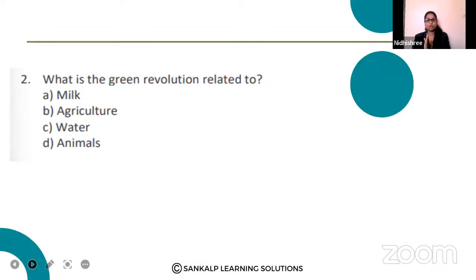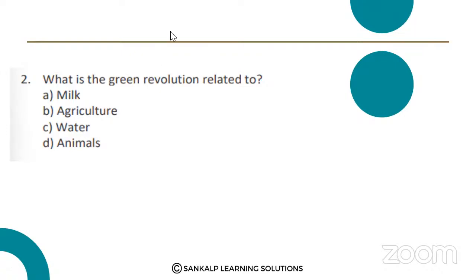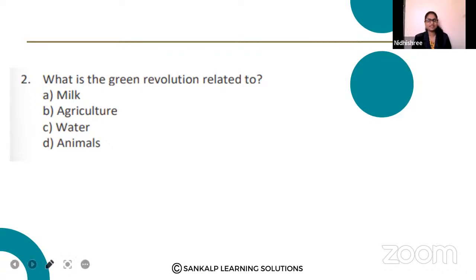What is the green revolution related to? Option A, milk. Option B, agriculture. Option C, water. Option D, animals. Option B, agriculture. Most of the answers are through the mic and I got nine chat answers: Rakshita, Deepti, Saumya, Parvati, Veeresh, Dyuti, T. Rakshita, Preeti, Chaitra. Very easy question and quick responses. The right answer is option B, that is agriculture.